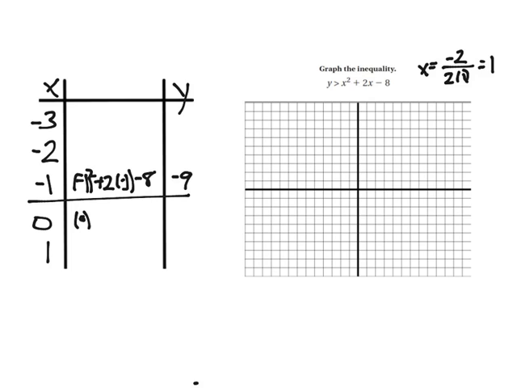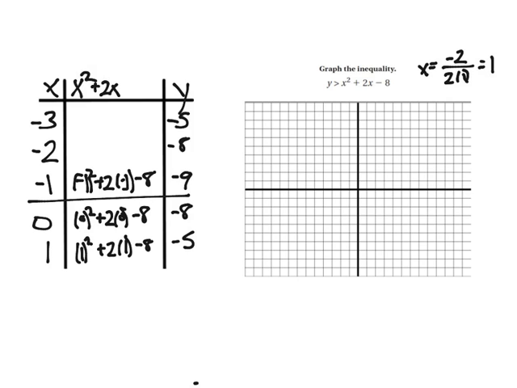Plug in 0. And we get -8. Plug in 1. And we get 3 minus 8, which is -5. We go to graph this. I should have also put the equation at the top here. Did not. Okay. -1, -9. So 1, 2, 3, 4, 5, 6, 7, 8, 9 over -1.